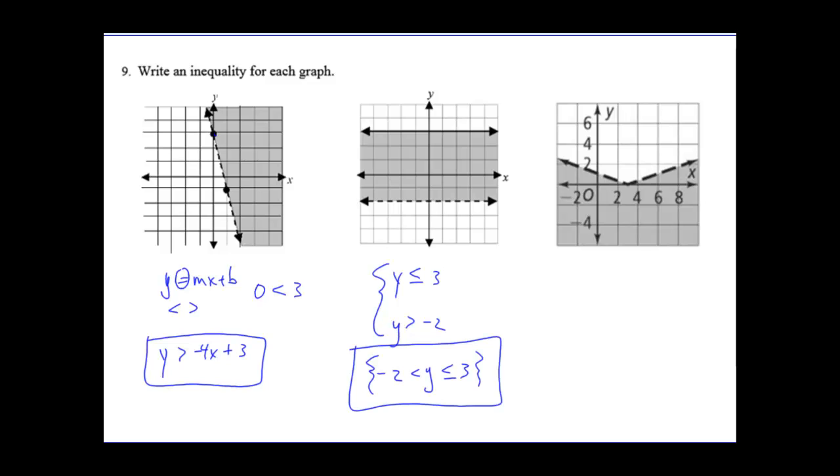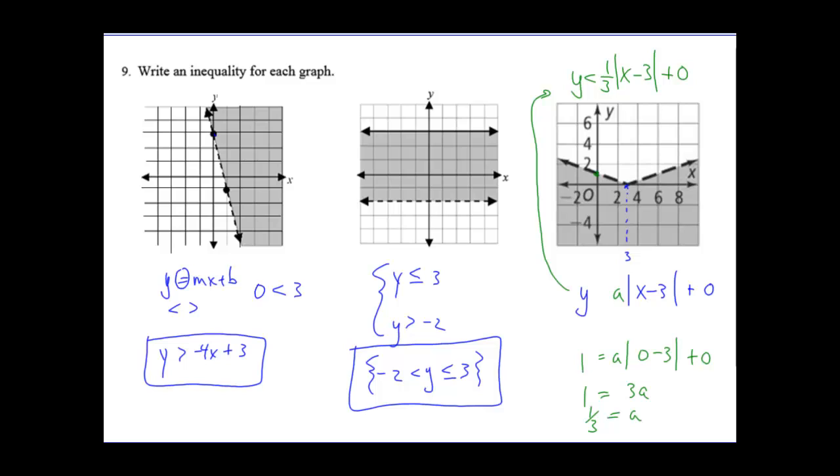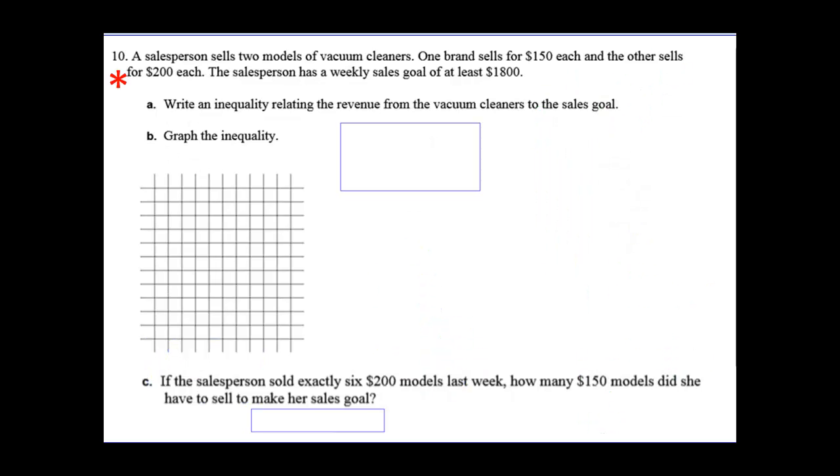And the last one, go ahead and hit pause. Try that. It is an absolute value though. Welcome back. You should have gotten y less than 1/3 times the absolute value of x minus 3 plus 0. There is no shift up or down. There is a shift to the right, so that means the opposite of that positive is a negative. And if you notice that the V is somewhat compressed, so that means we're going to have to multiply by some fractional part less than 1. Ends up being 1/3.